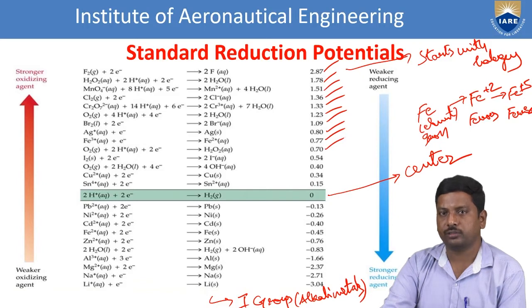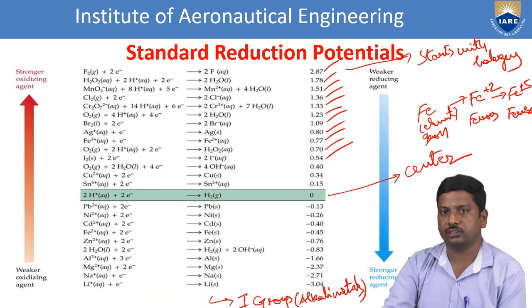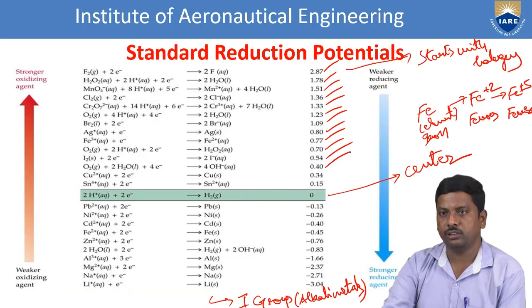And iodine, it is also one of the reactive elements in the halogens, to get 2 moles of iodide, with a 0.54 standard reduction potential. And oxygen will also react with 2 moles of water, reduction with 4 electrons to get 4 hydroxide ions, and the potential is 0.40 volts.